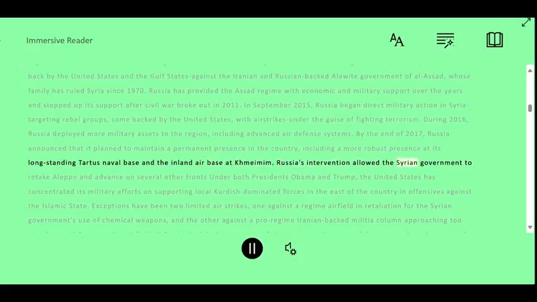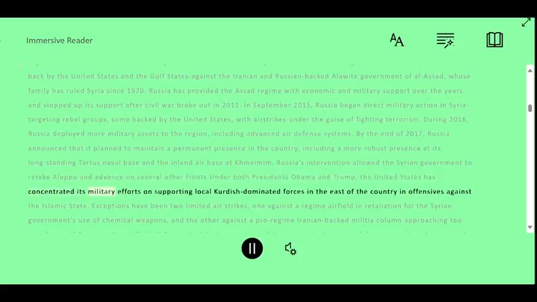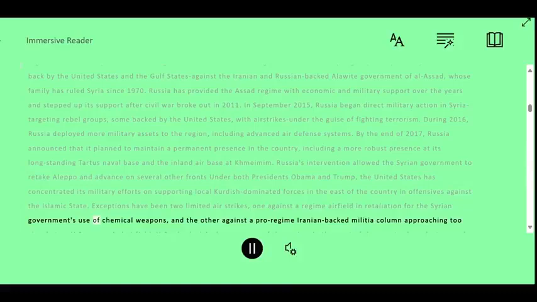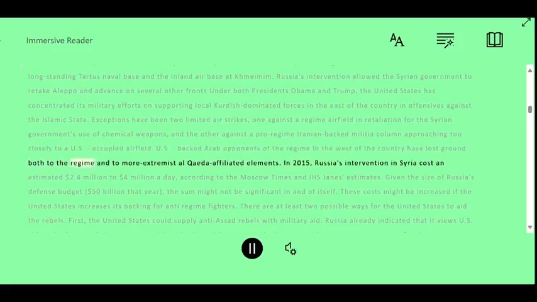Russia's intervention allowed the Syrian government to retake Aleppo and advance on several other fronts under both Presidents Obama and Trump. The United States has concentrated its military efforts on supporting local Kurdish-dominated forces in the east of the country in offensives against the Islamic State. Exceptions have been two limited airstrikes, one against a regime airfield in retaliation for the Syrian government's use of chemical weapons, and the other against a pro-regime Iranian-backed militia column approaching too closely to a U.S.-occupied airfield. U.S.-backed Arab opponents of the regime in the west of the country have lost ground both to the regime and to more extremist al-Qaeda-affiliated elements.